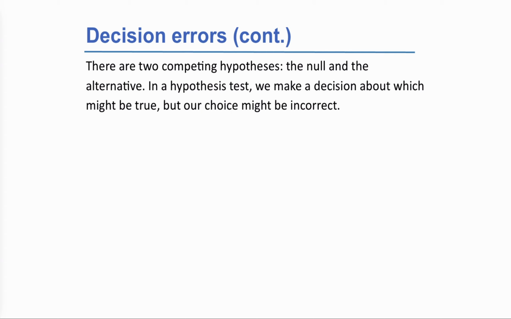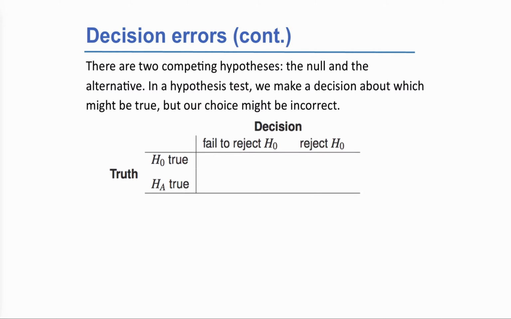We have two competing hypotheses, the null and the alternative. In a hypothesis test, we make a decision about what might be true, but our choice may be incorrect. So, there are two possibilities, that the null is true or the alternative is true. And we have two choices. We can either reject the null or fail to reject the null. If the null is true and we don't reject it, that is a correct decision. Good job. Go us. If the alternative is true and we reject the null, that is also a correct decision.